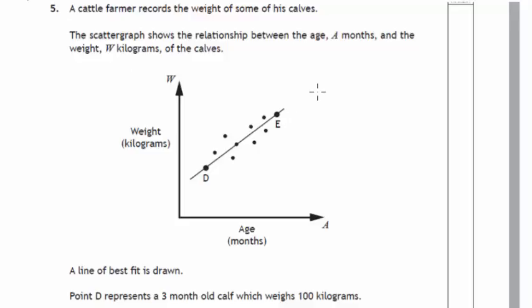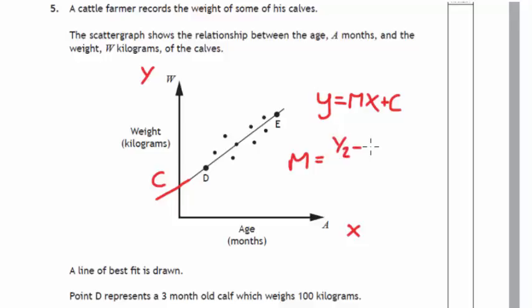I'll try and get the pen working. Remember, y equals mx plus c. How this relates to this wee scenario is, remember, this is your x-axis, that's your y. C is where the line cuts the y-axis, and your m is the gradient. Your m is y2 minus y1 over x2 minus x1.